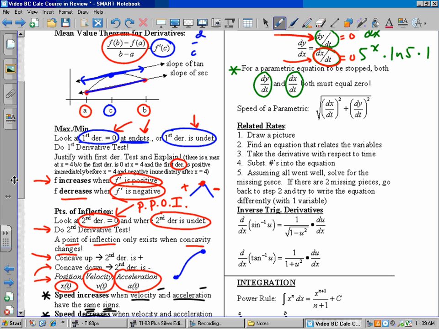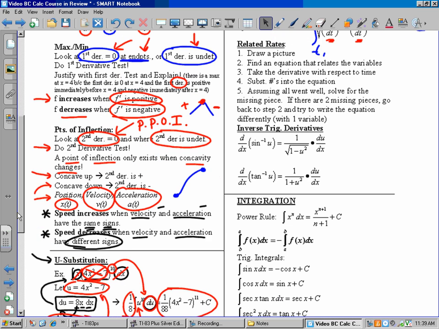The speed of a parametric is this formula, the square root of the derivative of x with respect to t squared plus the derivative of y with respect to t squared. I don't have it on this formula sheet, but I should. The length of a parametric curve would be the integral of the speed with respect to t, and you're going to have t bounds of integration. So that would give you the length of a parametric curve.